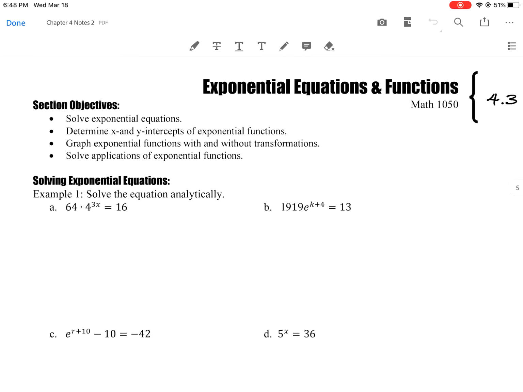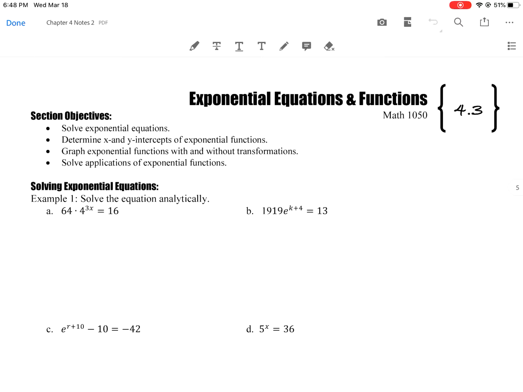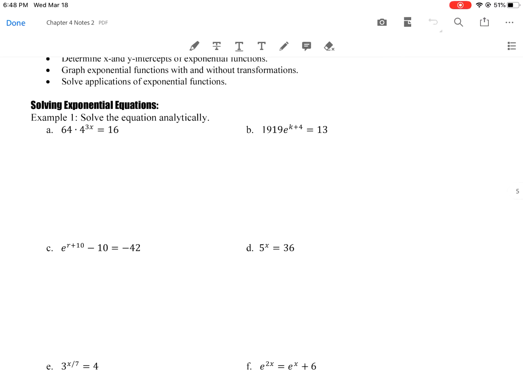All right, so next we're taking a look at 4.3, which is exponential equations and functions. So once again, we're trying to solve these equations, and you're welcome to use either of the skills we have about rewriting the base or your logs. So for this first one, I always start by isolating the base.